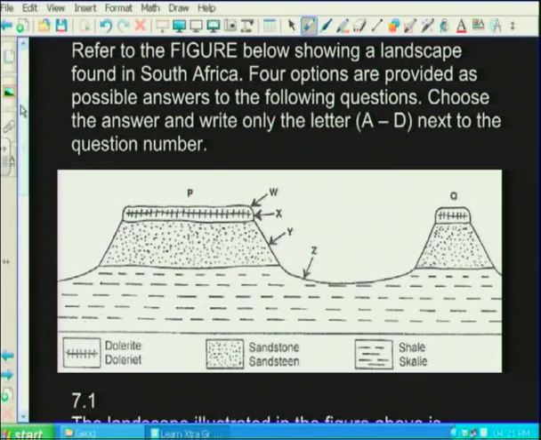All right, question 7, it says, refer to the figure below showing a landscape found in South Africa. 4 options, so this means it's multiple choice, are provided as possible answers to the following questions. Choose the answer and write only the letter next to the question number. This diagram is very similar to one we've had before in terms of the horizontal landscape. However, they've added an extra dynamic to it by labeling our slope elements along the same diagram.